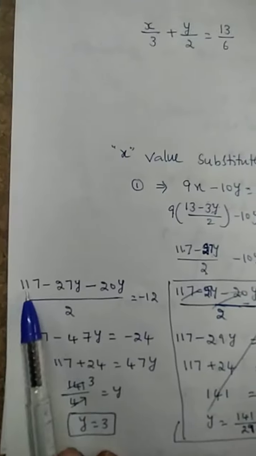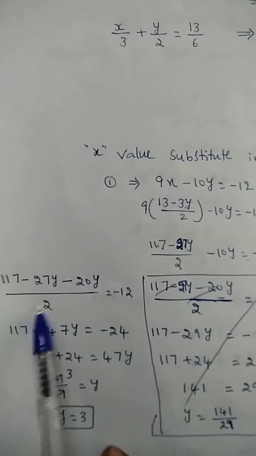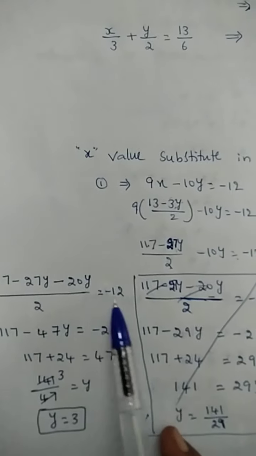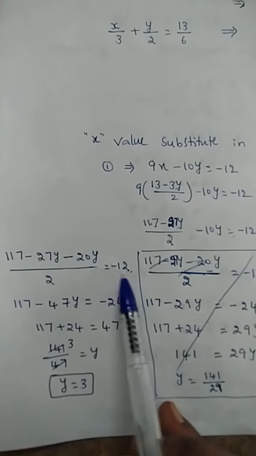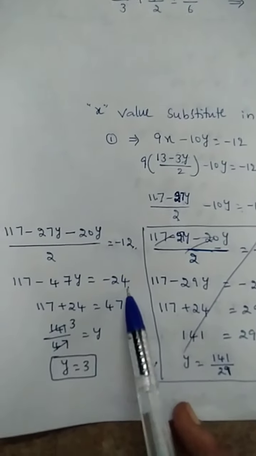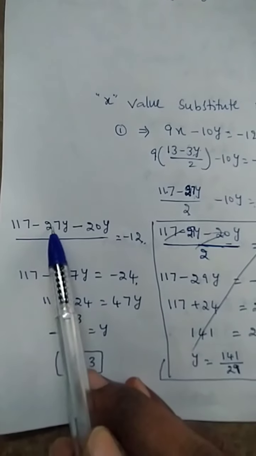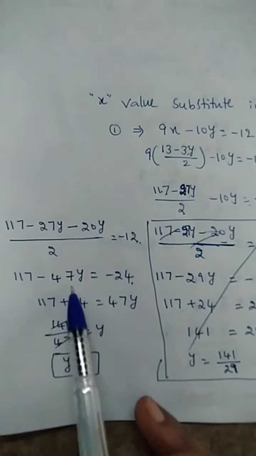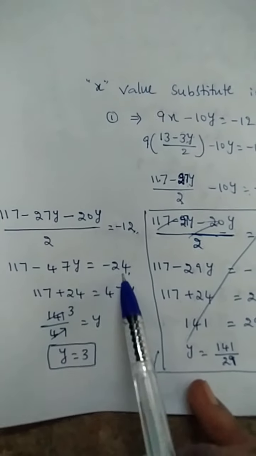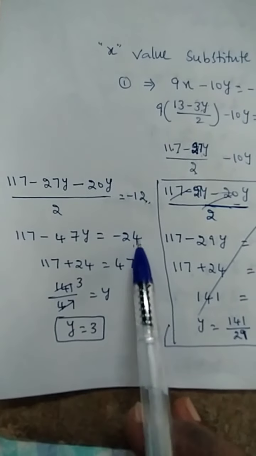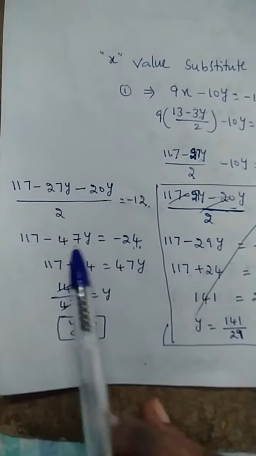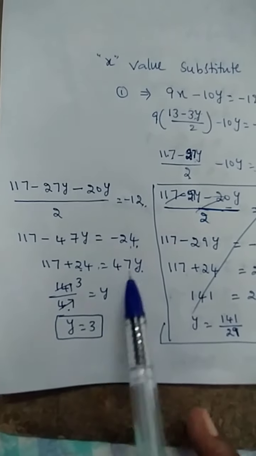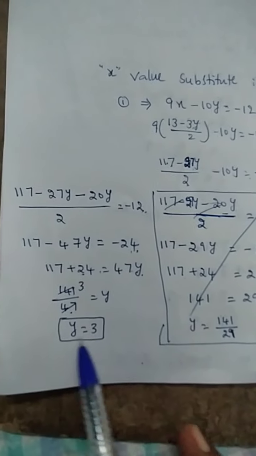Now, finding the LCM here, it is 2. 117 minus 27y minus 10 2s are 20y is equal to minus 12. 2 transposes to that side: minus 12 into 2 is minus 24. 117 minus 47y, negative 27 and negative 20, so 27 plus 20 is 47y. Then 12 2s are 24. Transpose the constant values: 117 plus 24 is 141 by 47. By simplifying, y is equal to 3.